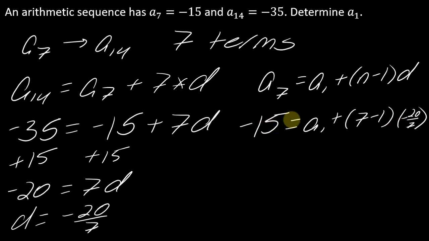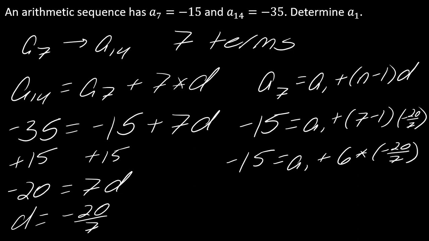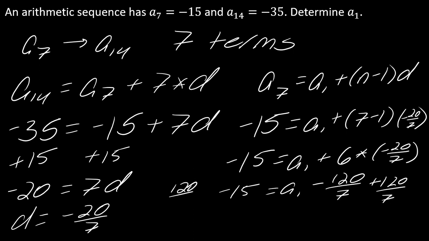So now I just have an algebra equation, so I can figure out what a sub 1 is. This becomes 15 equals a sub 1 plus 6 times 20 over 7. And if I just leave that in fractional form, this is 120 over 7. Then I can add or subtract 120 over 7 on both sides. And so I get that my a sub 1 must equal 15 over 7. So that was definitely a tricky one.